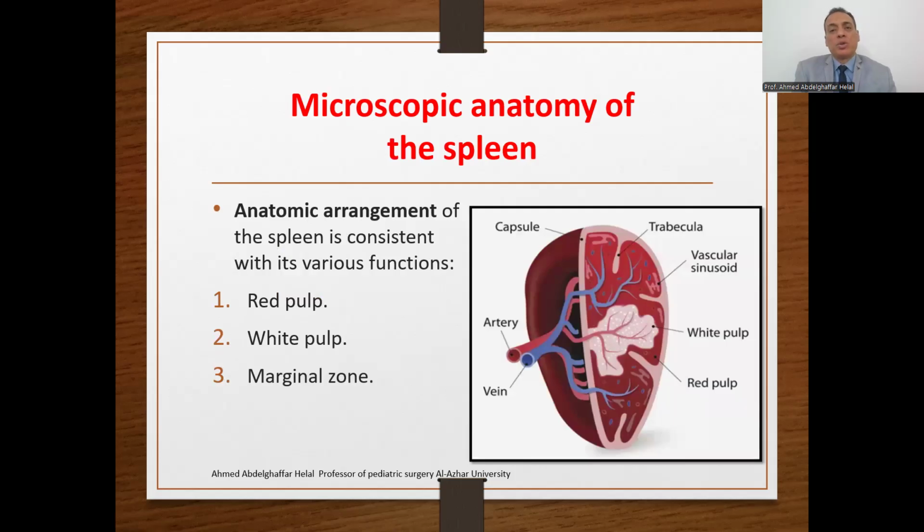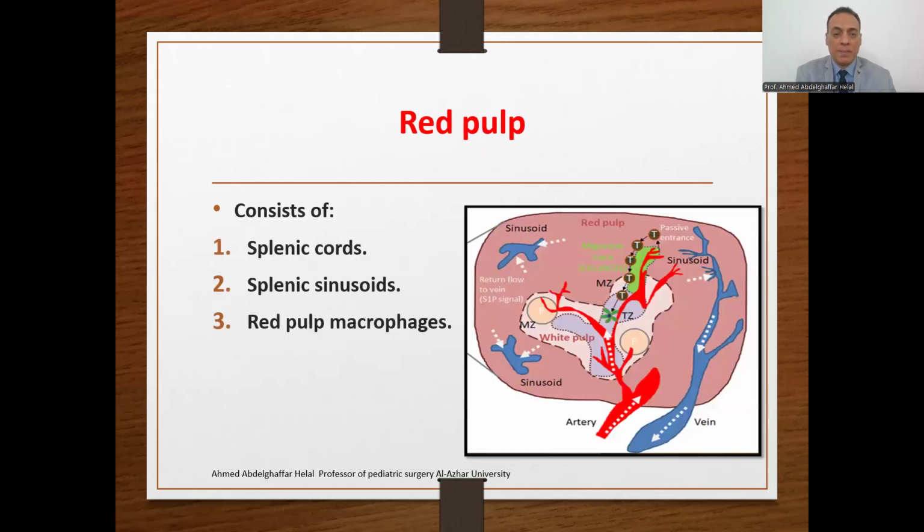Now we will shift to speak about the anatomy of the spleen and how this anatomy is helpful for the different functions of the spleen. The anatomical arrangement of the spleen is very important. As we see in this picture, there is what's called the splenic white pulp, and there is what's called the splenic red pulp. In between, there is what is called the marginal zone. It's very important for all pediatric surgeons to understand this point very well.